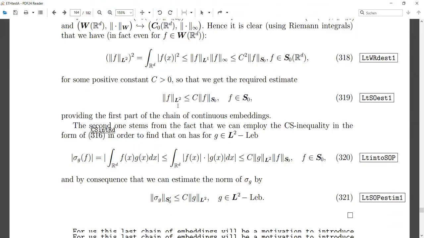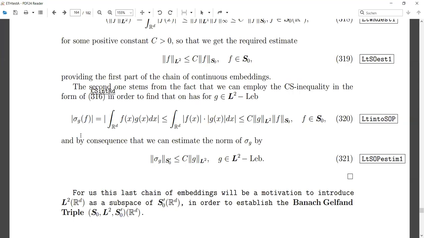We have done this, and now the second part is: if you give me an L2 function, we define a functional. How would we define a functional? In the usual way, we let it act by integration. Because we are in the world of Lebesgue integrals, this integral exists. We can even estimate the absolute value of the integral by the integral over the absolute values. But this can be estimated by the Cauchy-Schwarz inequality, by the L2 product of g with f. But we have control on f by the S0 norm.